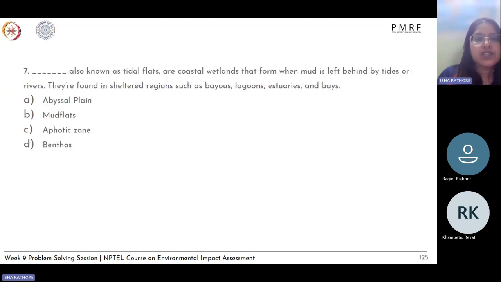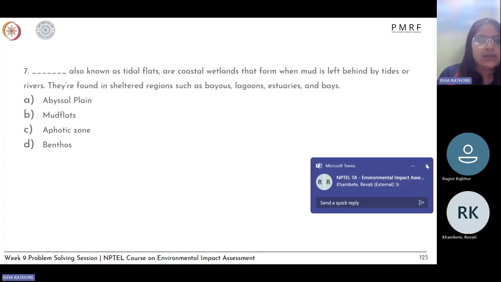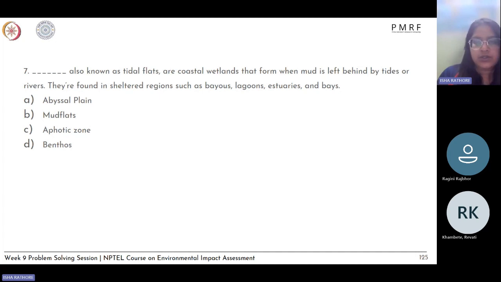So, dash, also known as tidal flats, are coastal wetlands that form when mud is left behind by tides or rivers. They are found in sheltered regions such as bayous, lagoons, estuaries, and bays. So, again, a definition of a different type of term for coastal landform. So, is it A, abysmal plain, B, mudflats, C, aphotic zones, or D, benthos? So, we have one answer B. So, B is the correct answer.